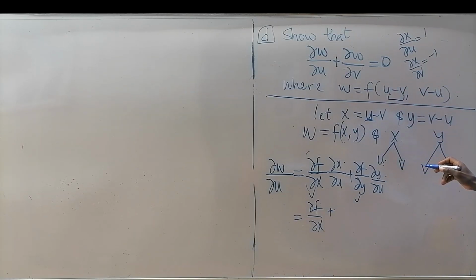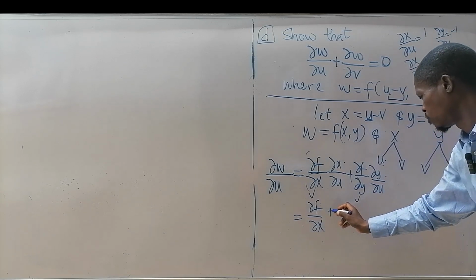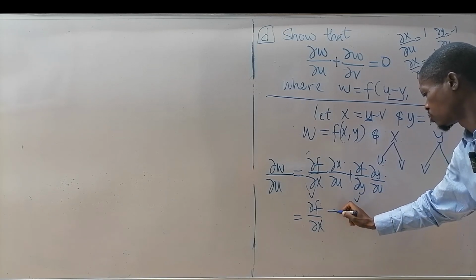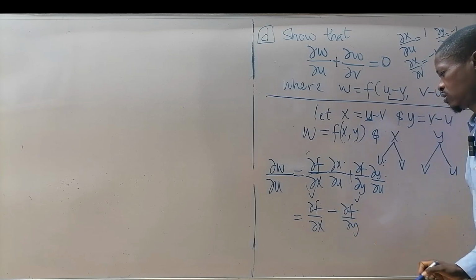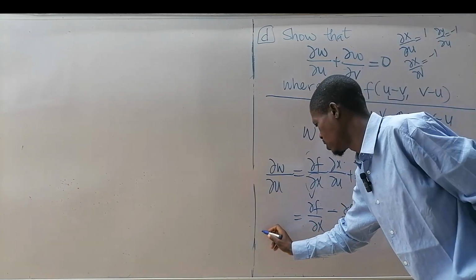Let's get the del y del U. If we differentiate this, del y del U, while keeping V constant, is minus 1. So this will change to minus, so we have minus del F del y. Okay, let's quickly get the next one.